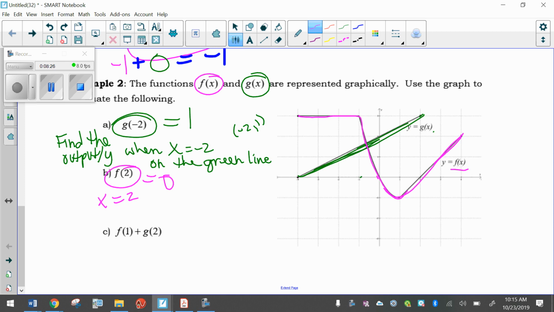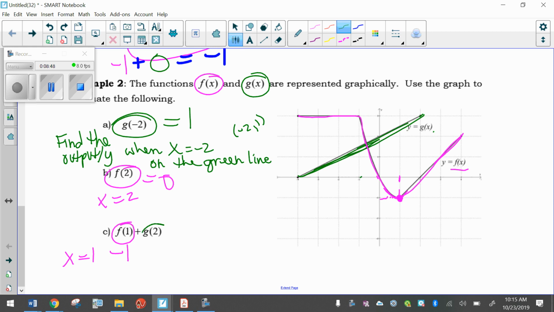All right, so the first one is f of 1. So when x equals 1 on the purple graph. Here's x equals 1. I go down until I hit the graph, down or up. In this case, it's down. And then I read across, and I get negative 1.